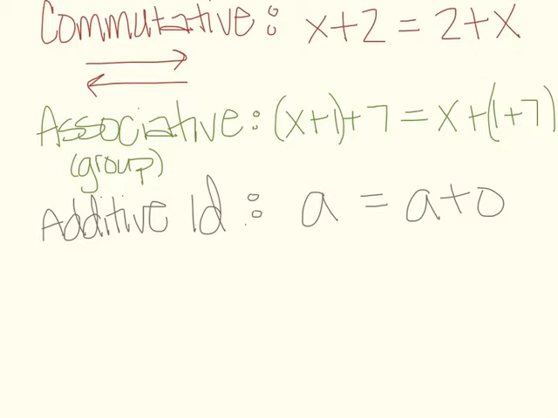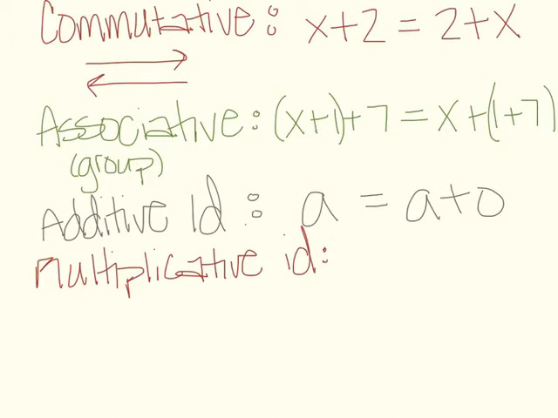We could also have the multiplicative identity. The multiplicative identity just lets us know that if we multiply something by 1, it does not change its value. So b has the exact same value as b times 1, because multiplying something by 1 does not change its value.